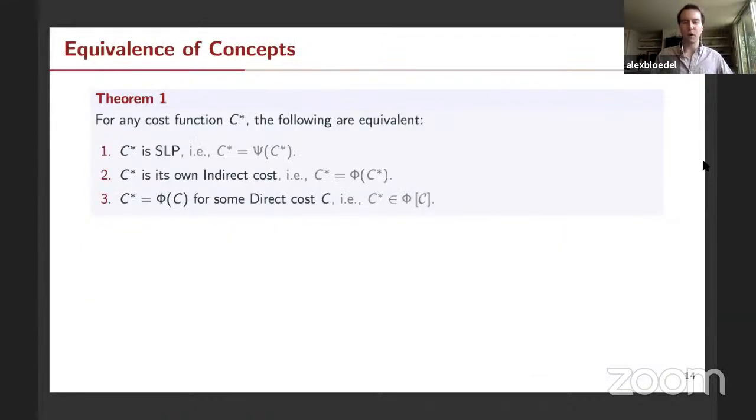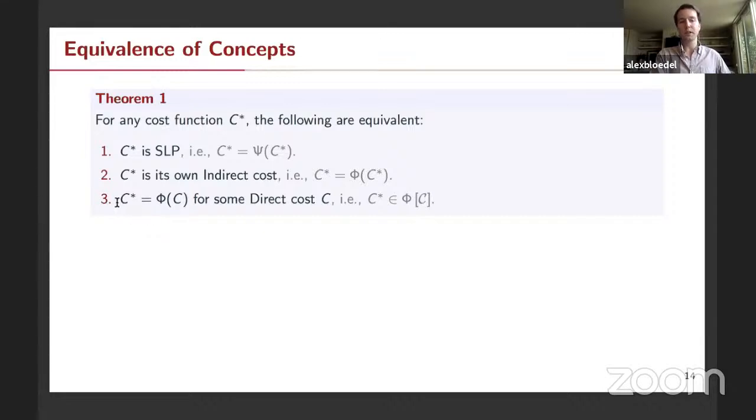Okay, so theorem 1, as advertised, is a sanity check that says these two definitions are equivalent. In particular, a cost function is SLP if and only if it's its own indirect cost, meaning it's a fixed point of the full-blown phi operator, if and only if it is the indirect cost generated by some direct cost. Now, the equivalence of points 1 and 2 here is basically just the one-shot deviation principle, so it isn't terribly surprising. But it's often much more convenient to focus on SLP rather than indirect costs, because SLP only involves two-step strategies, and it's a much smaller space.